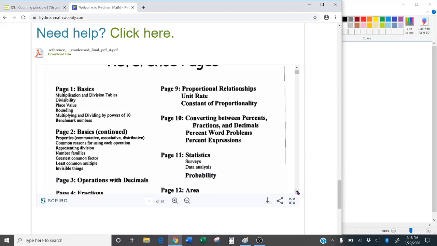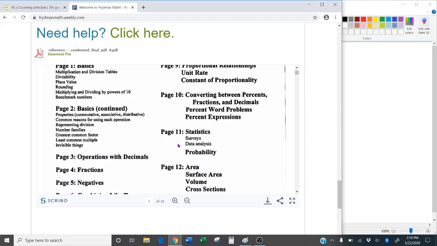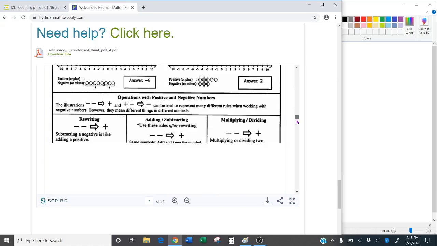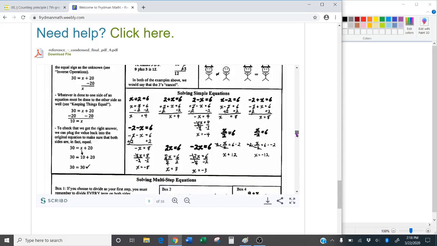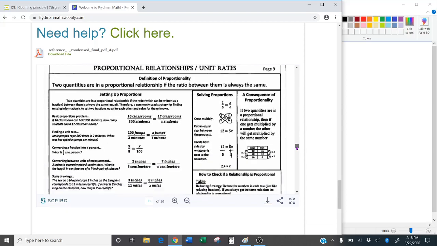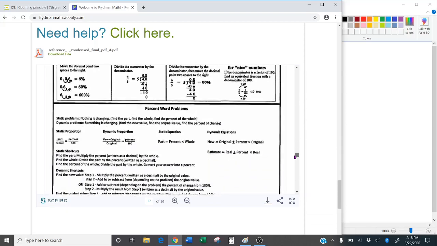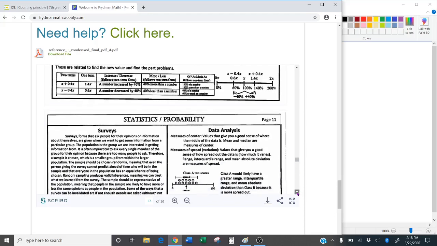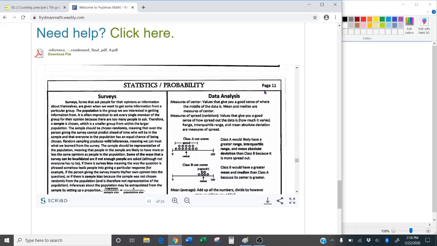So probability is on page 11. So I'm going to scroll down to page 11. Let's find that. Here's page 9. And here is page 11. The page numbers are in the top corner of each page. So here it says page 11 in the top right corner.